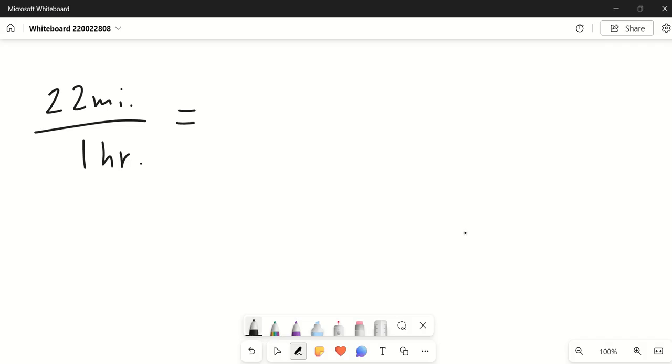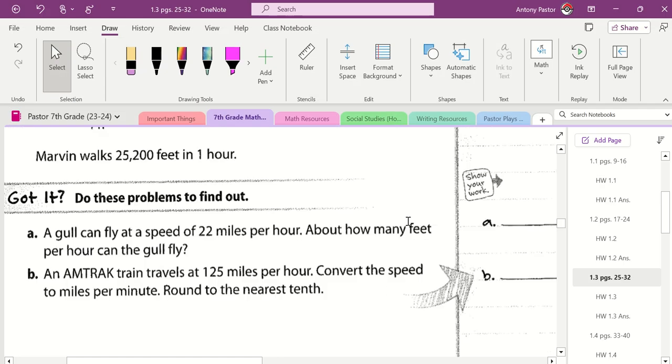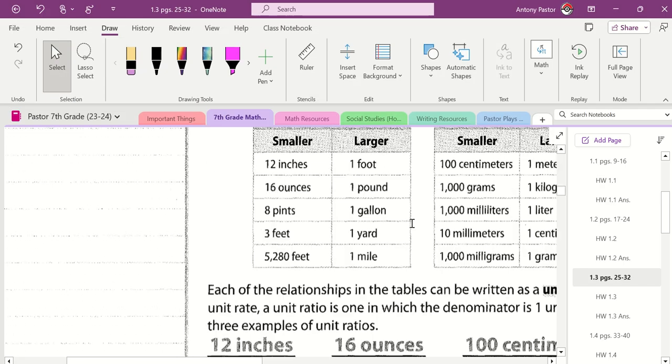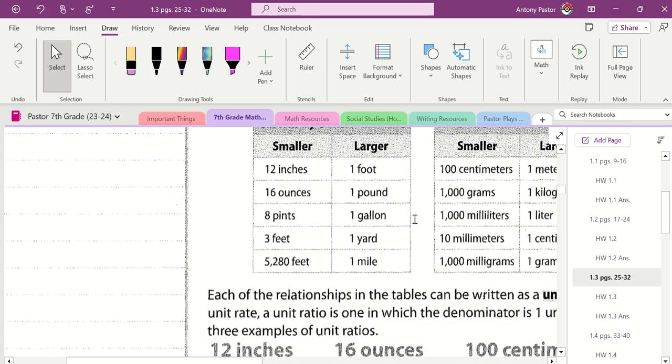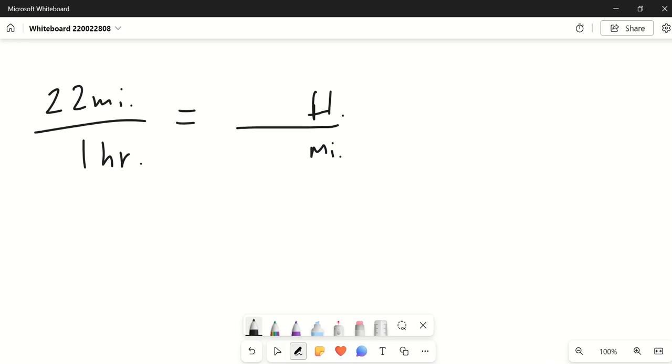So we are going to now figure out the miles go here, feet go here. We want to find out the relationship between feet and miles. And we're going to see if our chart has that. And if it does, cool. And if it doesn't, we're going to have ourselves a little bit of a multiple step one. And unfortunately, it's right here. 1 mile equals 5,280 feet. 5,280 feet per 1 mile.